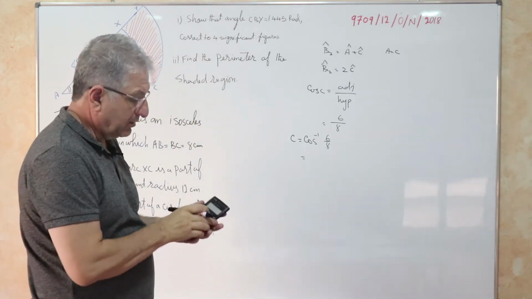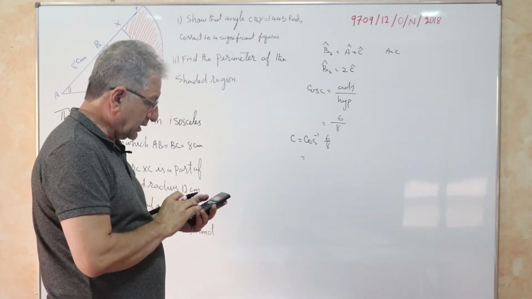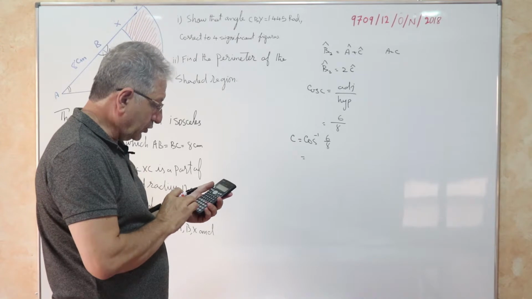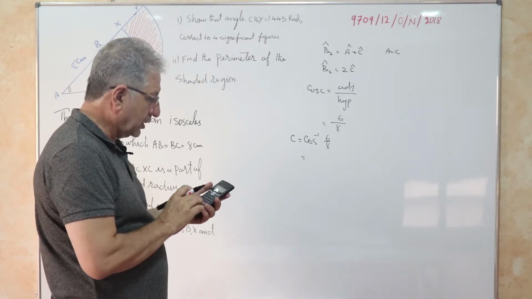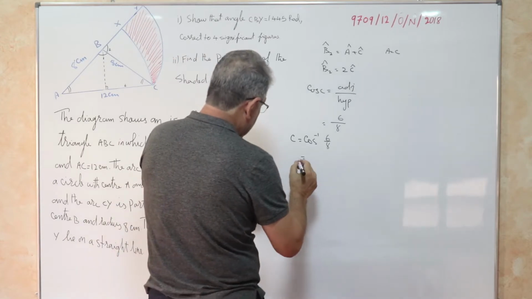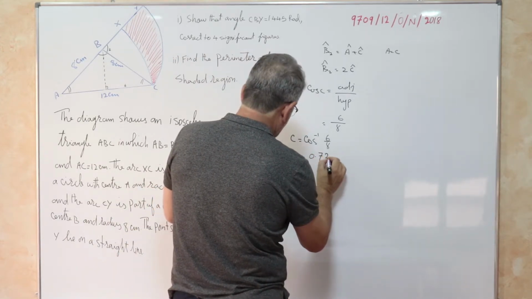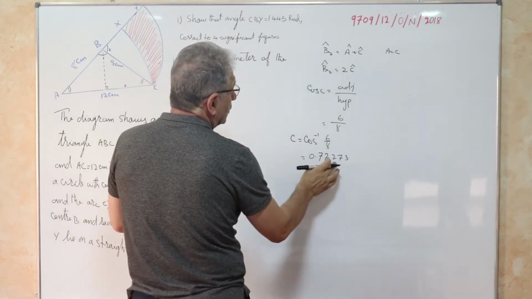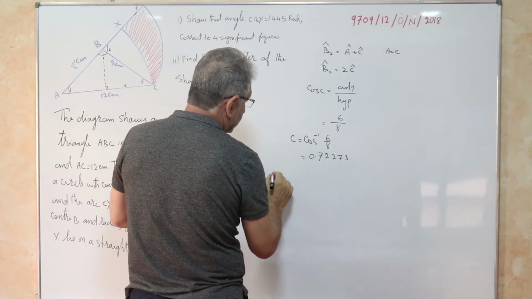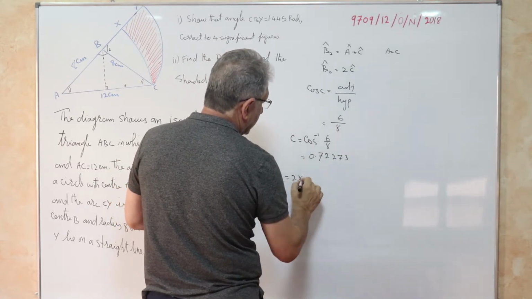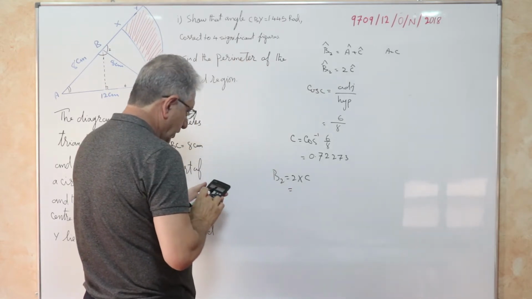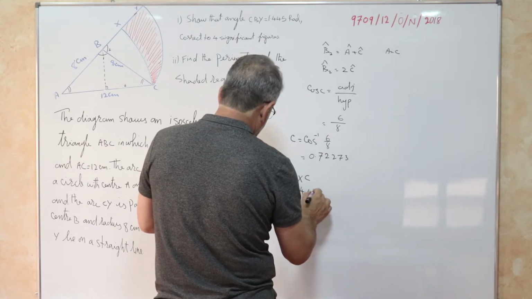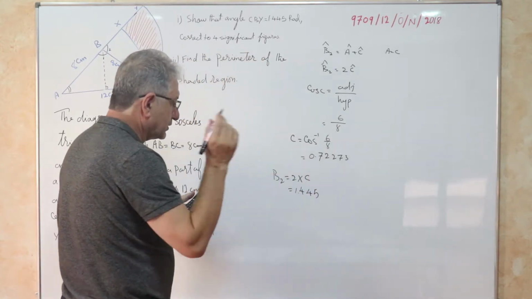Let me calculate how much I'm going to get. Cos inverse of, actually 3 over 4, 3 divided by 4, cos inverse of this is equal to 0.72273. Okay. Therefore, B2 is equal to 2 times C, so multiplying this by 2, you are going to get 1.445.